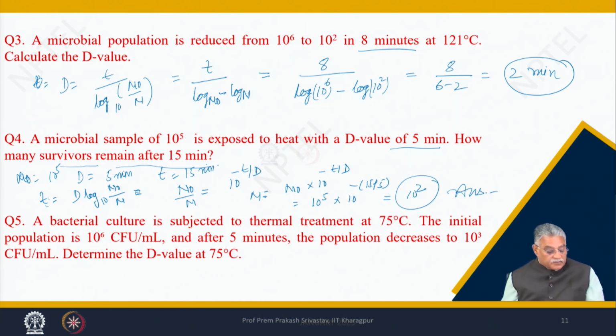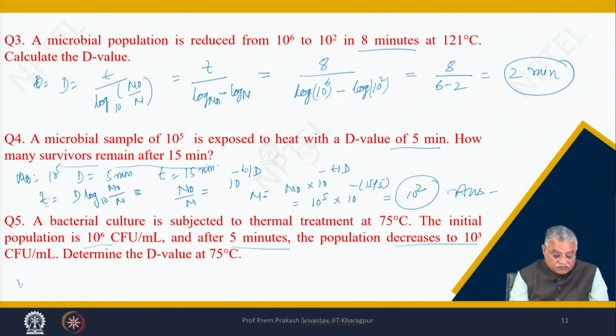In another example, a bacterial culture is subjected to thermal treatment at 70 degrees Celsius. The initial population is 10 to the power 6 CFU per ml, and after 5 minutes the population decreases to 10 to the power 3 CFU per ml. Then determine the d value at 75 degrees Celsius.